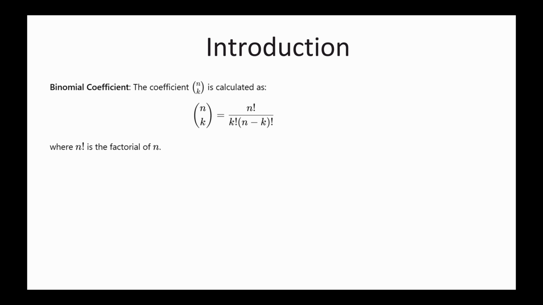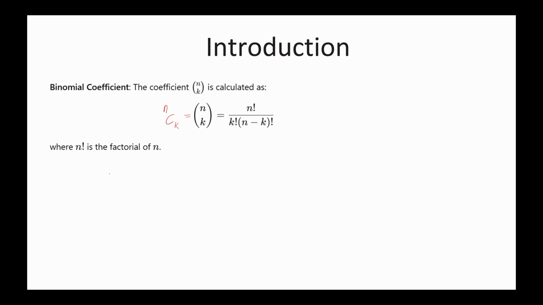Let's look at what basically is the value of nCk. So this is written as (n k), or it can be written as nCk. This is known as the binomial coefficient. So it is calculated in this way: it is n factorial upon k factorial into n minus k factorial.